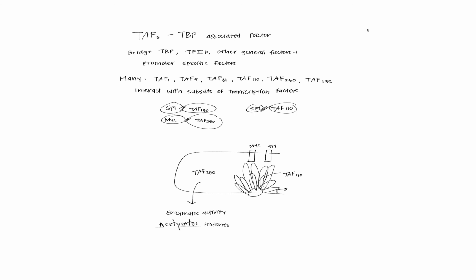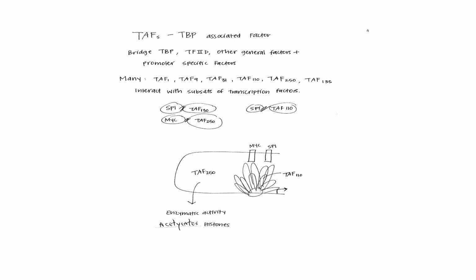Now, as it turns out, we're beginning to understand how these promoter-specific transcription factors activate gene expression. We don't know it all, but we know some, because some of these TAFs have enzymatic activity. And one of them, for example, that I'm going to give you is TAF250. TAF250 acetylates histones. It modifies histones and modifies chromatin.